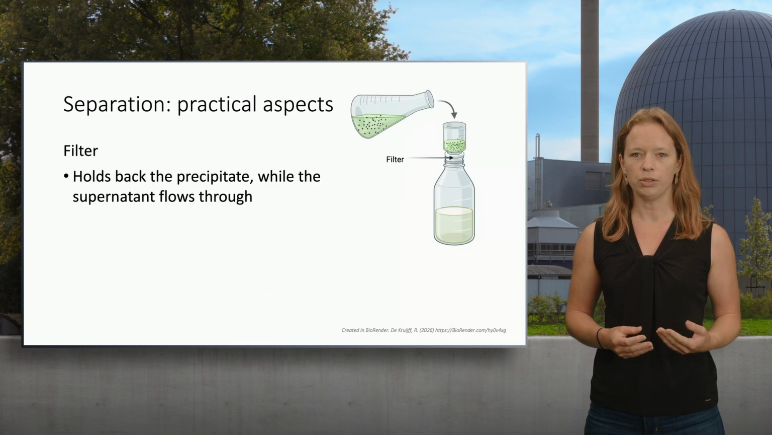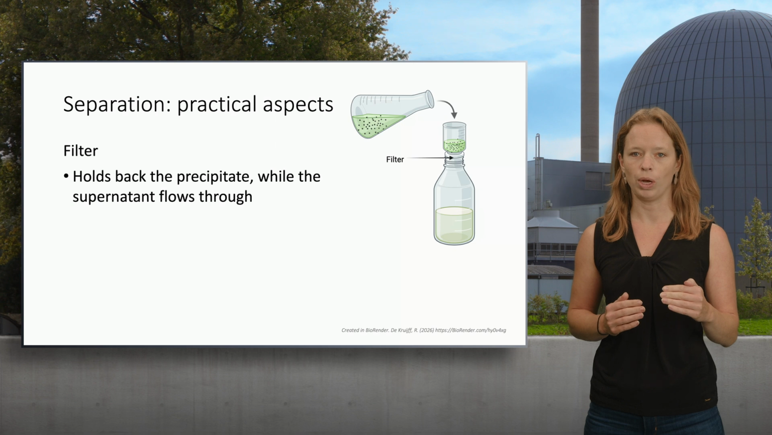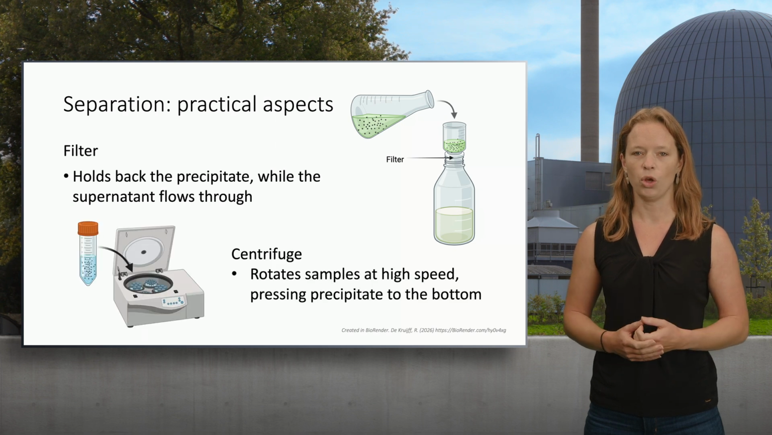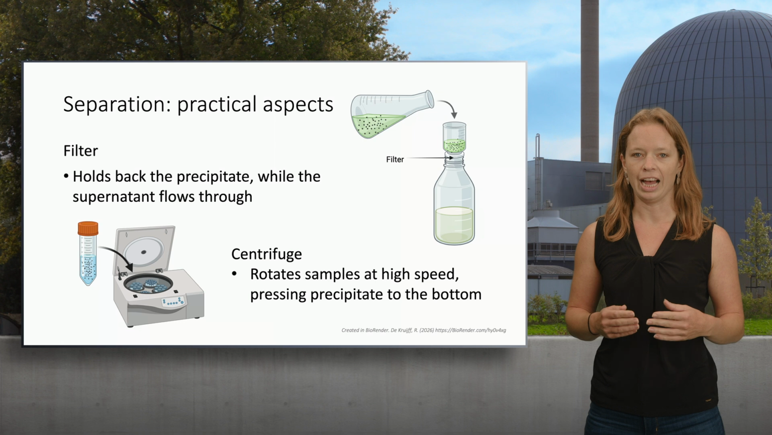There are several commonly used methods to remove the precipitate from the supernatant. You could use a filter, which holds back the precipitate while allowing the supernatant to flow through, or you can use a centrifuge, which rotates the samples very rapidly, ensuring that the precipitate is collected in the bottom of the vial. Afterwards, you can pipette off the supernatant.